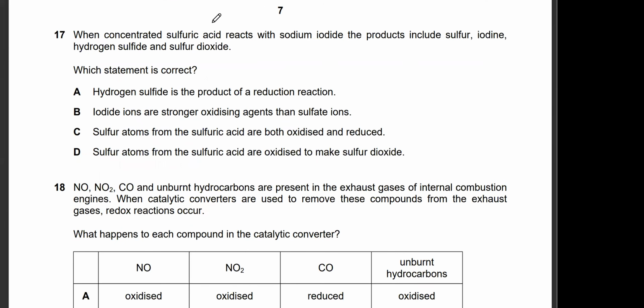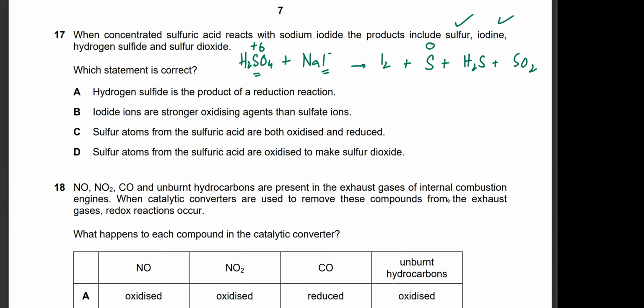It says concentrated sulfuric acid reacts with iodide, and the products are these. Which statement is correct? H2SO4 reacts with this powerful reducing agent, which is NaI. Remember, I- loses electrons very easily because it's a bigger ion. So it turns into iodine. And sulfur gains electrons. Sulfur is plus 6 over here. It forms all these products: iodine, sulfur, H2S, and sulfur dioxide.